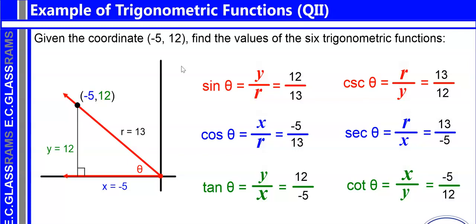So here you're given negative 5 and 12. Negative 5 is clearly my x-coordinate, that's on the left side of the graph, and 12 is the positive region, which is above the graph. So therefore we're in quadrant 2.